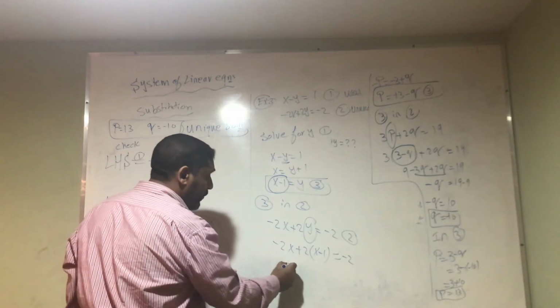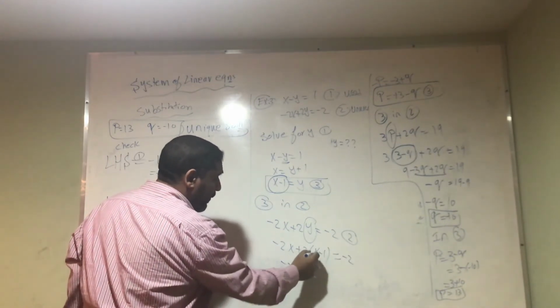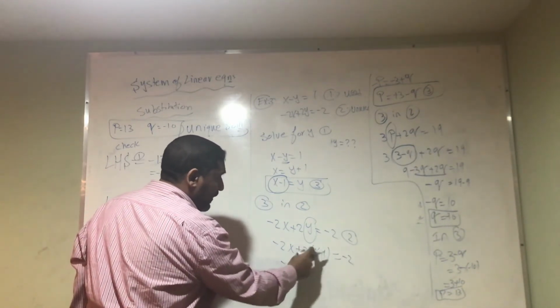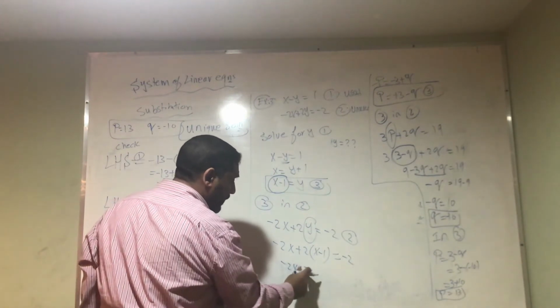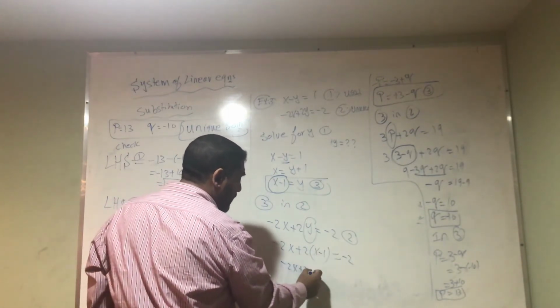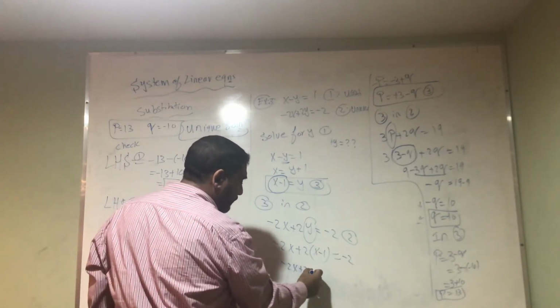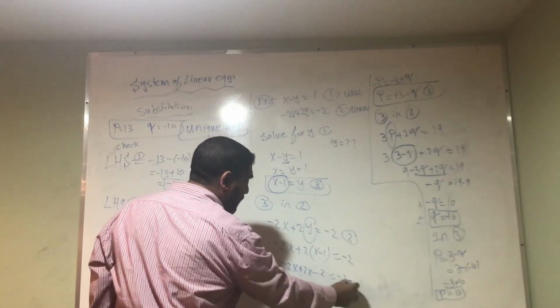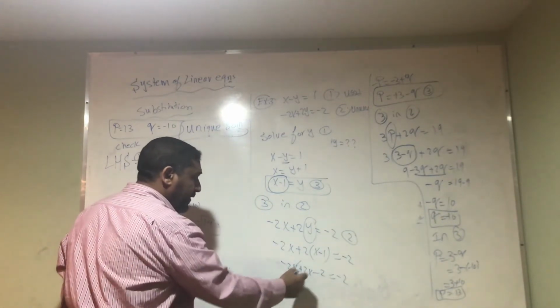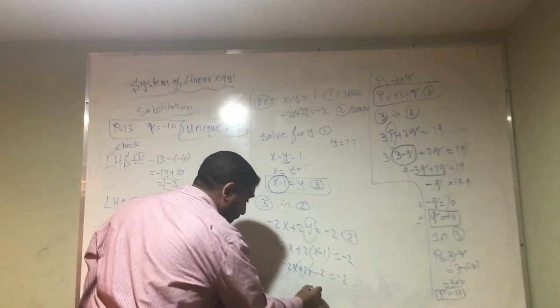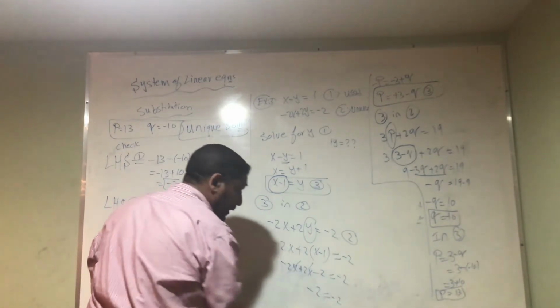So now, negative 2x, simplify. 2 multiplied by x, you get 2x. 2 multiplied by minus 2, what do you get? 2x, and here 2 multiplied by minus 2, which is minus 2 equal minus 2. So now, as you can see, 2x cancels 2x. What did you get? I got minus 2 equal minus 2.